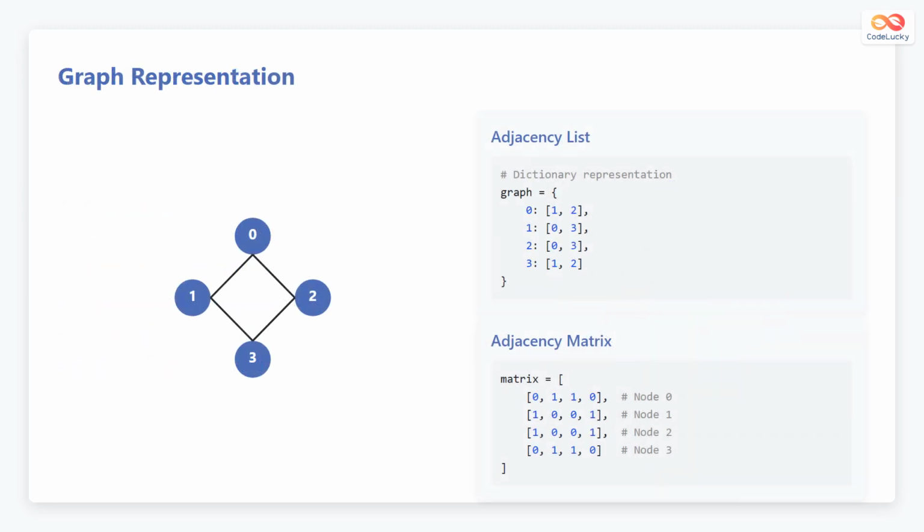Now let's discuss how graphs are represented in computer programs. The two most common methods are adjacency lists and adjacency matrices. An adjacency list uses a dictionary, or a similar data structure, where each key represents a vertex, and the corresponding value is a list of its adjacent vertices. An adjacency matrix, on the other hand, is a two-dimensional array where each element indicates whether there is an edge between two vertices. If there is an edge between vertex i and vertex j, the element at matrix[i][j] is 1. Otherwise, it is 0.